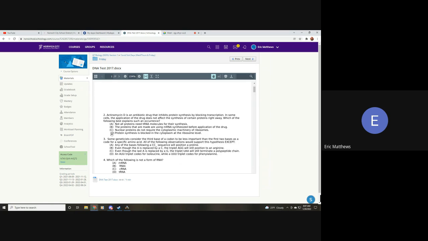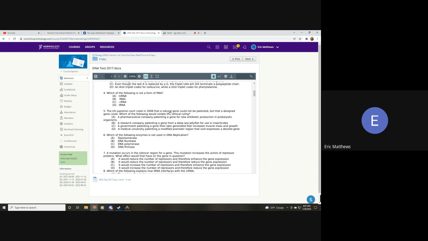Number 3 here is all of the following would support this hypothesis except. So you got to take a look at what that hypothesis is, and then as you go through the answers, find the ones that support it, and that's not the answer. You got to find the one that is the exception that does not support it. Right? So you guys will work your way through.